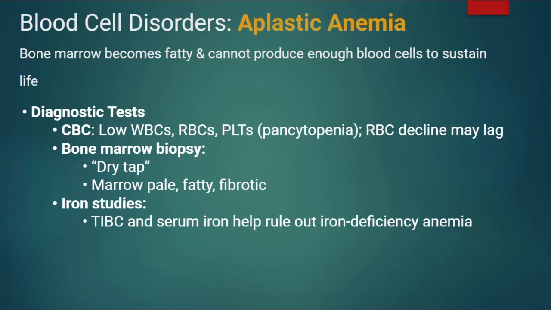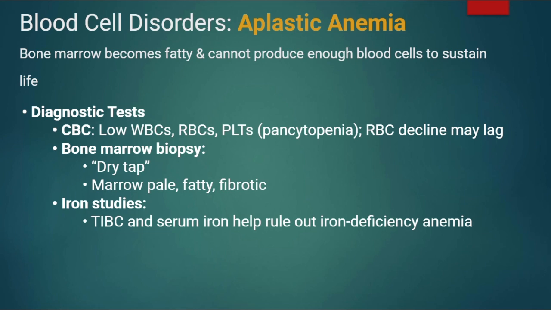To confirm a diagnosis of aplastic anemia, several important diagnostic tests are used. The first is a complete blood count, or CBC. Patients usually have very low counts across the board: red blood cells, white blood cells, and platelets. Interestingly, the red blood cell decline may lag slightly behind the drop in white cells and platelets, so pancytopenia may develop in stages. The most definitive test is a bone marrow biopsy.